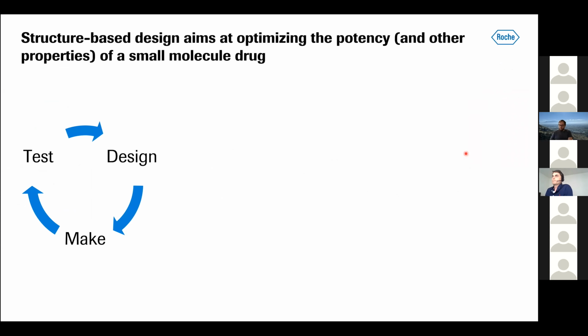So Stephen already touched on the design make test cycle, so I don't have to talk about this anymore. But in particular, I want to say that in structure-based design, one of the key properties we focus on is, of course, optimizing the potency. And the faster you get there, the fewer design make test cycles you need, and the faster and the cheaper, hopefully, the discovery of a new candidate molecule will be.